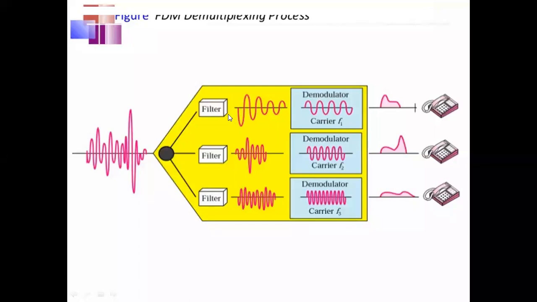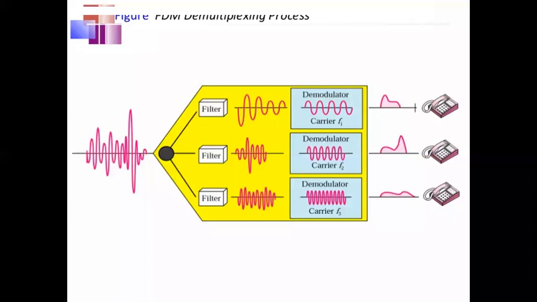The first filter allows only the first signal, the second filter allows only the second signal, and the third filter allows only the third signal. So the first filter doesn't allow the second or third signal; it allows only the first signal. Here there are 3 different filters, designed to allow their own frequency range.